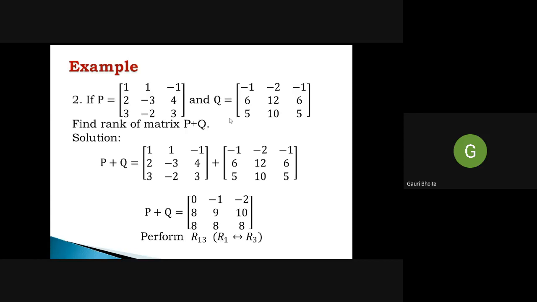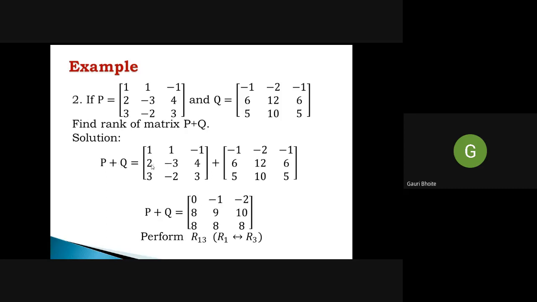Okay, so start solving. Find out the P plus Q matrix first. P plus Q: 1 plus minus 1 is 0, 1 minus 2 is minus 1, minus 1 minus 1 is minus 2. So the first row is 0, minus 1, minus 2.